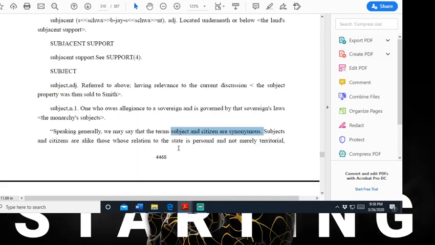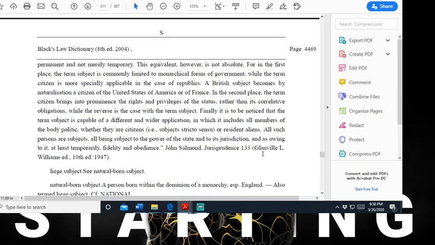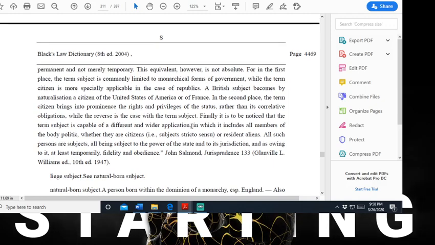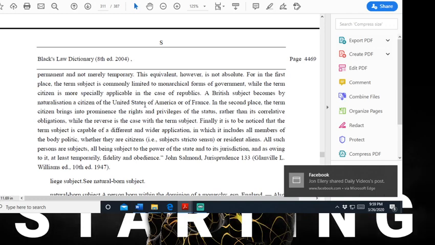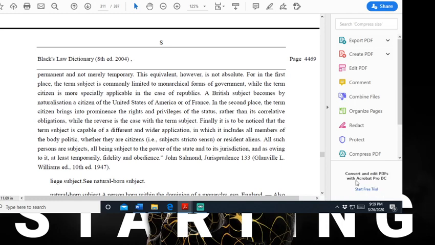So let's read it. Speaking generally, we may say that the terms subject and citizens are synonymous. Subjects and citizens are alike in their relations to the state being personal and not merely territorial, and permanent and not merely temporary. This equivalent, however, is not absolute. For in the first place, the term subject is commonly limited to monarchical forms of government, while the term citizen is more especially applicable in the case of a republic.